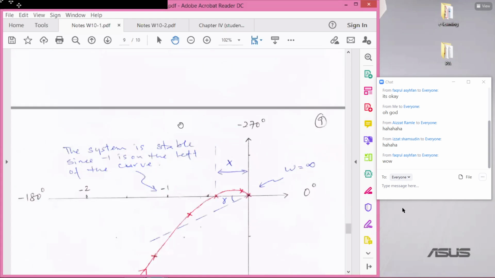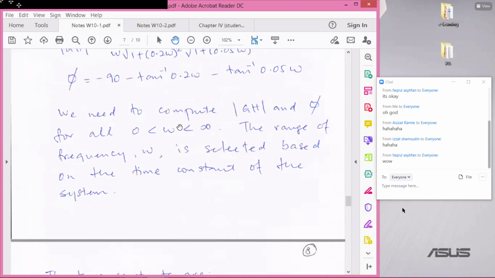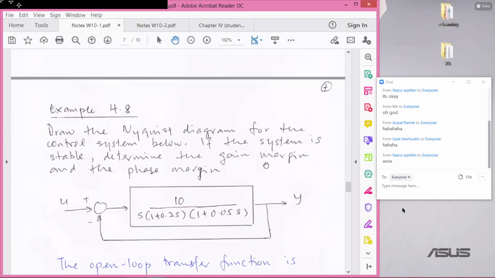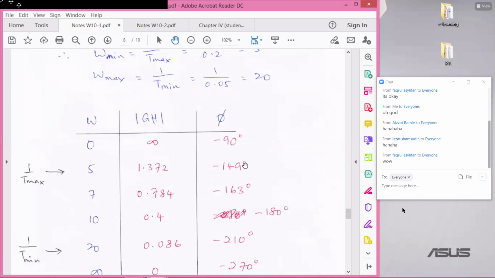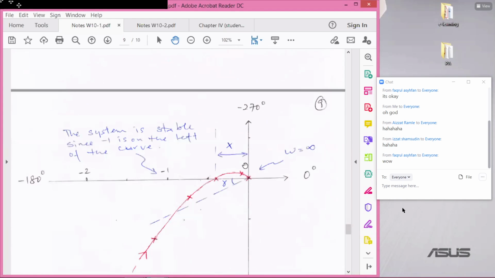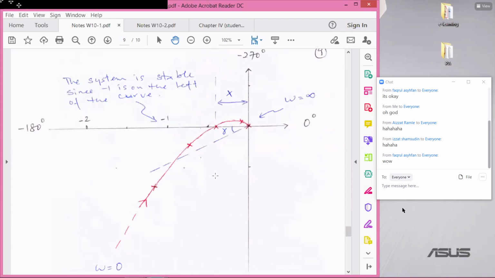So if the system is stable, then we can compute the gain and phase margin. If you draw this diagram to scale, you can just measure this angle. So draw a circle of radius 1. The distance from the origin to that point is 1. And then you can measure that angle. That angle is our phase margin.